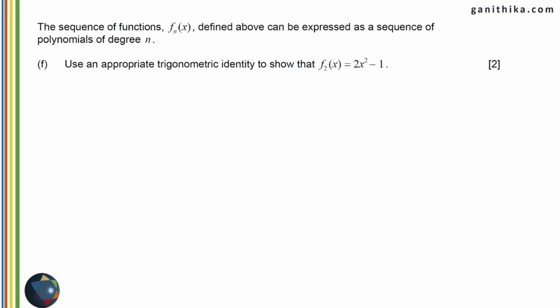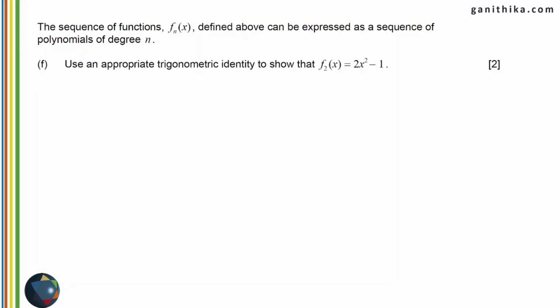The sequence of functions can be expressed as a sequence of polynomials in degree n. So, in which case f2 of x will be a quadratic, f3 of x will be a cubic, f4 of x will be a quartic, etc. So, we are going to investigate how we can write this sequence of numbers in terms of a sequence of polynomials. For that, question F says use an appropriate trigonometric identity to show that f2 of x is equal to 2x square minus 1.